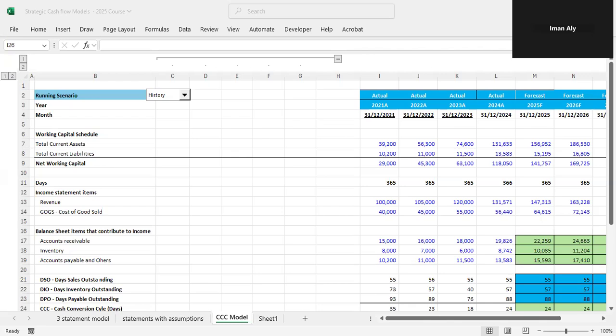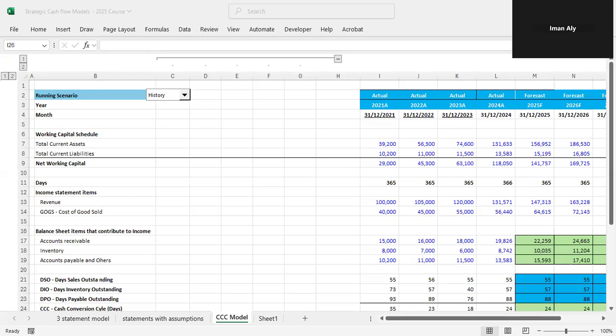Hi, let us talk about a cash conversion cycle model. Why is it important for you to understand the cash conversion cycle? Now think of this: how many days is your money stuck in the operation? This is exactly a cash conversion cycle in days.